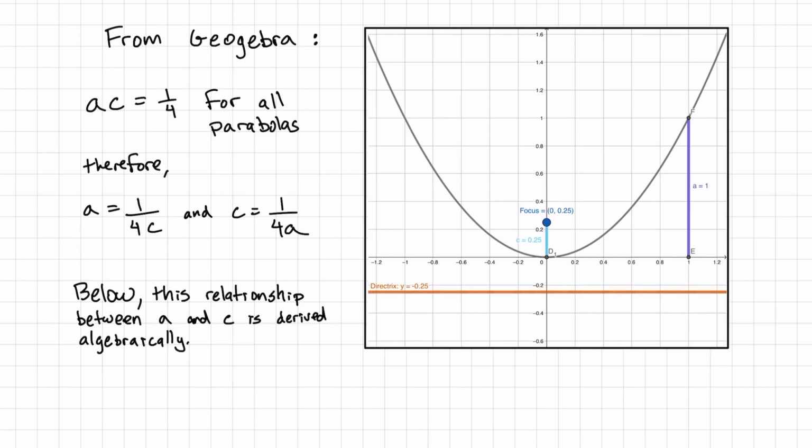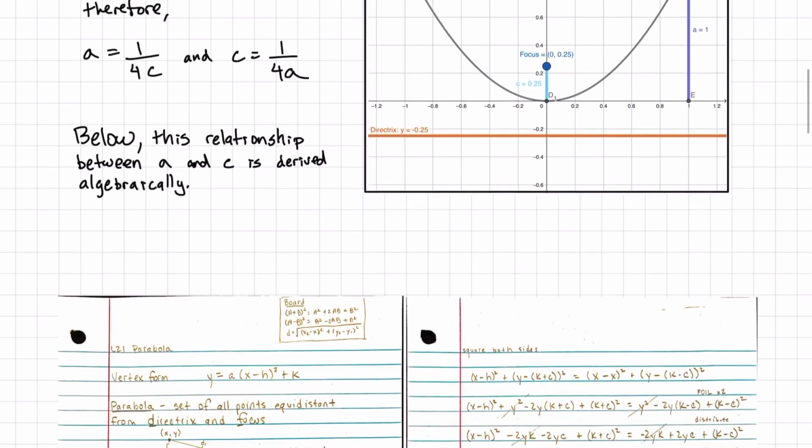So this is a very handy relationship to know, the relationship between A and C. So if you're like, "Oh, okay, Mr. Leach, that was a little bit dubious, a proof using just GeoGebra. That's just a geometric proof, but I want to see that algebraically."